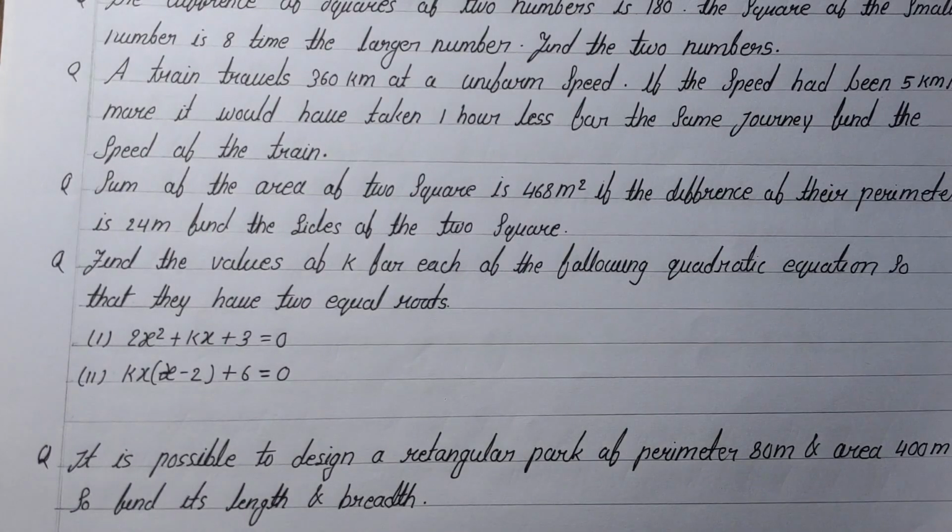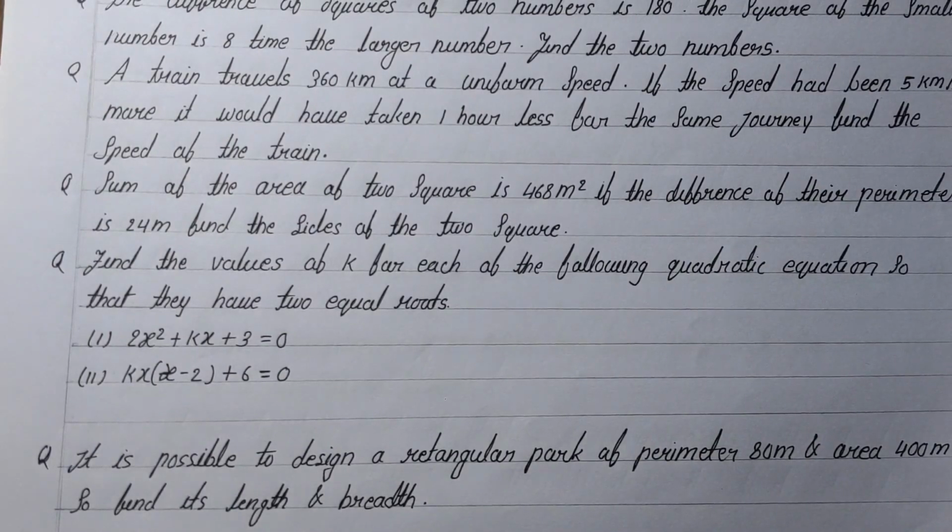Next, find the value of k for each of the following quadratic equations so that they have two equal roots. 2x square plus kx plus 3 is equal to 0. Next, kx(x minus 2) plus 6 equal to 0.